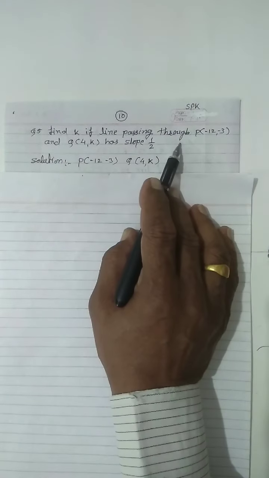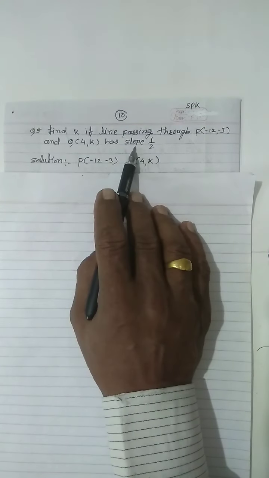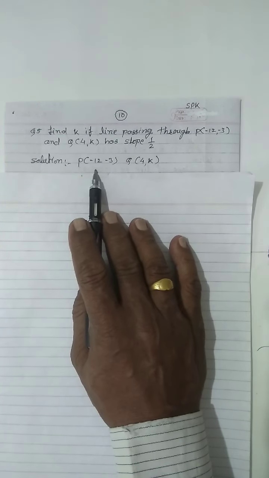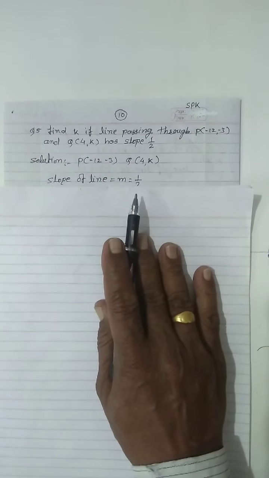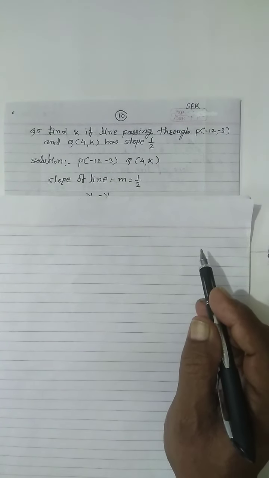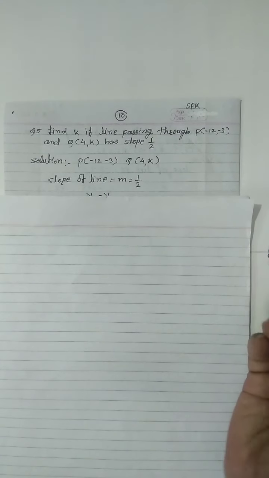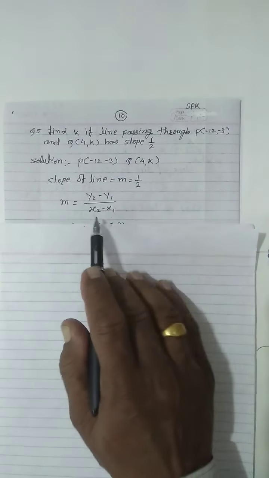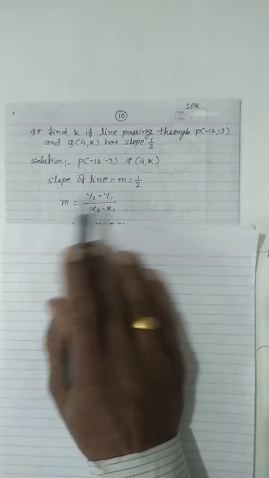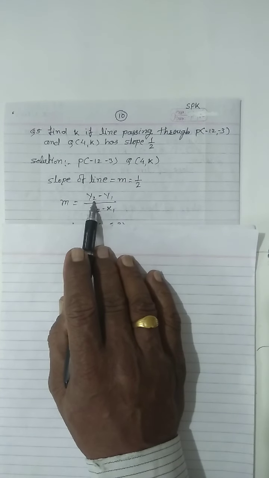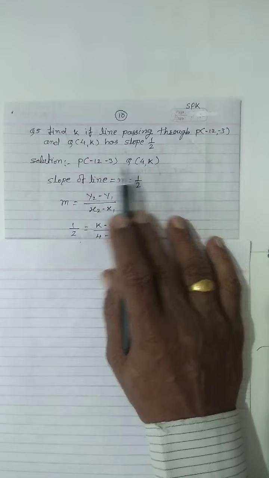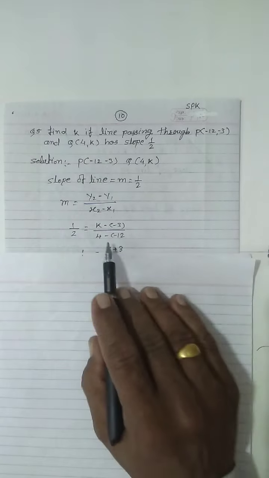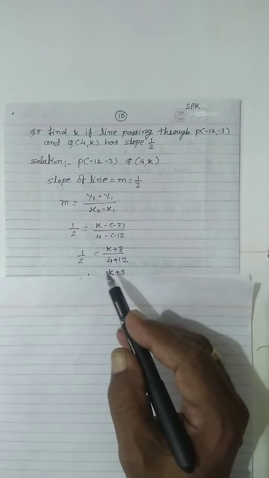The line passing through the points P and Q has slope 1 by 2, that is m equal to 1 by 2, and the coordinates of P and Q are given. Then we write down the formula, slope of line m equal to y2 minus y1 divided by x2 minus x1. Put the values: m equal to 1 by 2. Then y2 is k minus (-3), then x2 is 4 minus (-12), then 1 by 2 as it is.